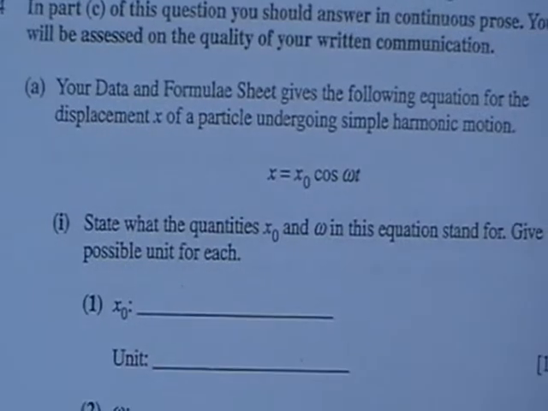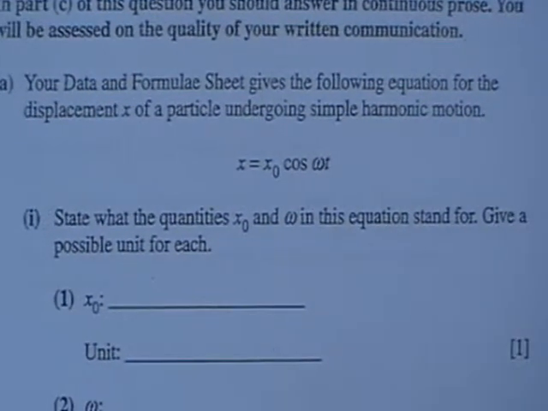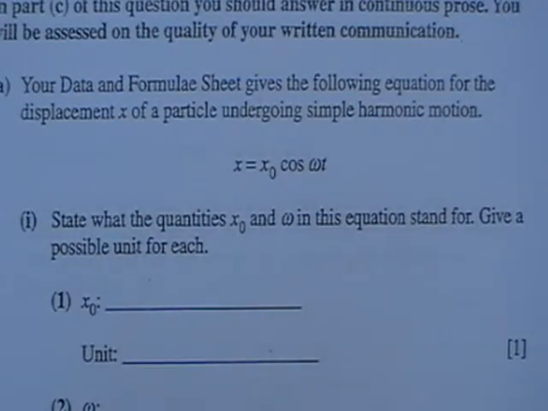Your data and formula sheet gives the following equation for the displacement x of a particle undergoing simple harmonic motion. x is equal to x naught cos omega t. State what the quantities x naught and omega in this equation stand for. Give a possible unit for each.